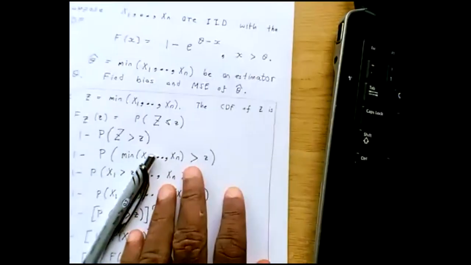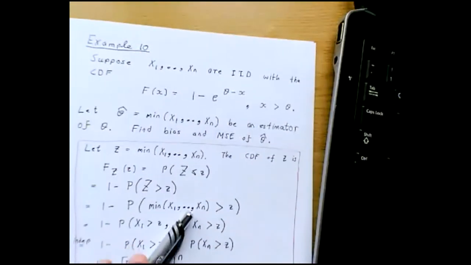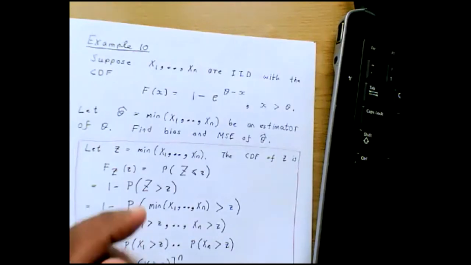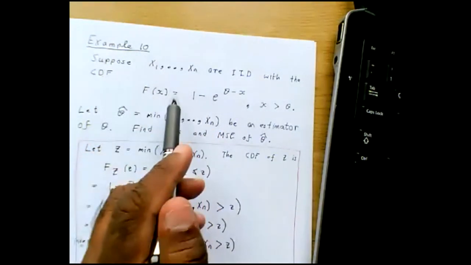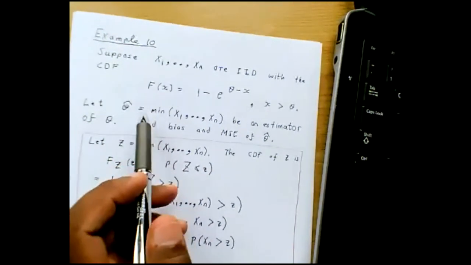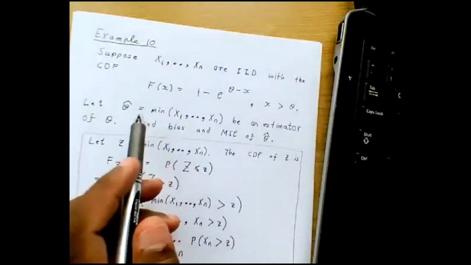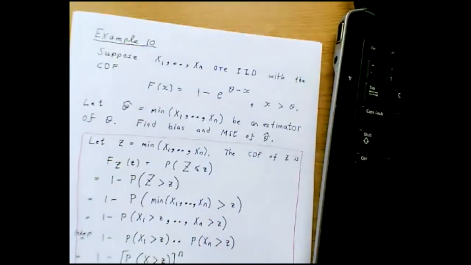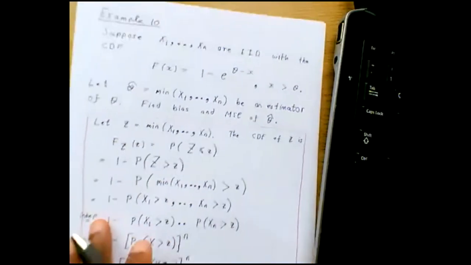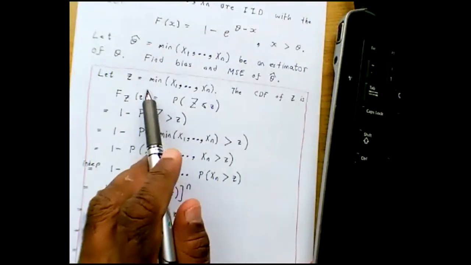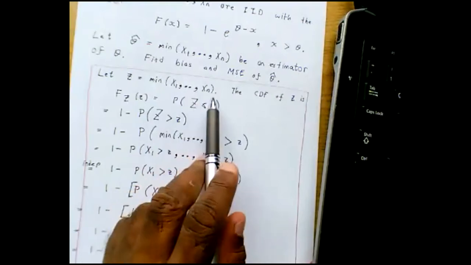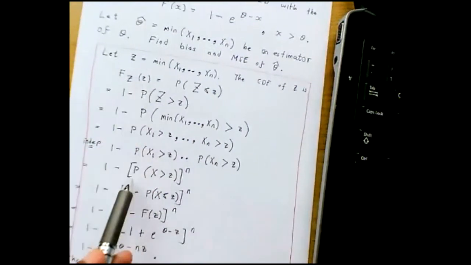Right. Okay. So this is example 10, guys. If you could tell me which part you didn't follow, that will be helpful. Anyway, you have a random sample from this distribution, and the question was to find the bias and the MSE of this estimator. The first thing you must do, I think I explained this last Monday, is to work out the distribution of the minimum of x1 to xn.